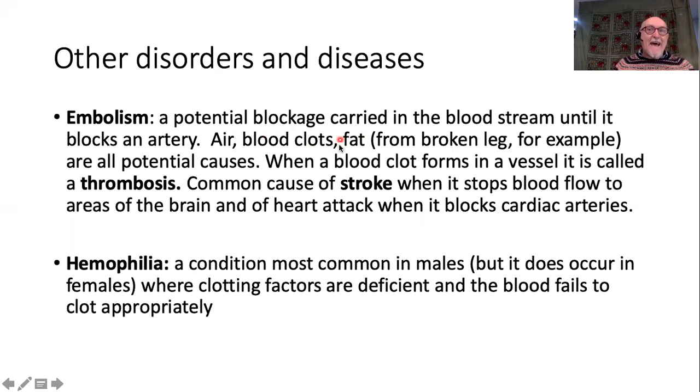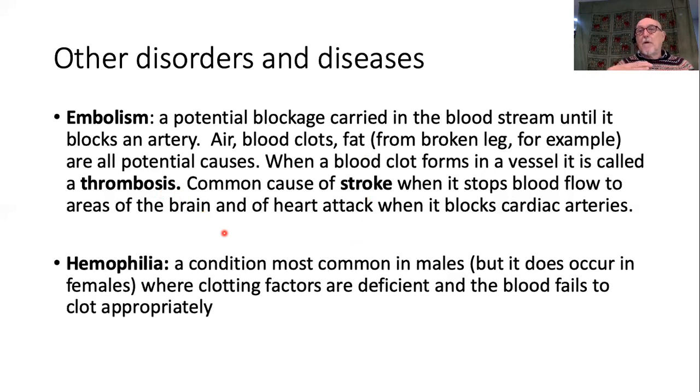But you can also have a fat embolism, and this is an extremely dangerous situation. The one situation where it does occur is when people have a large bone fracture. For example, if they have a long bone, the femur or something, which is fractured, and fat from the marrow enters the blood circulation and forms an embolism. This is a very dangerous situation. A thrombosis, when a blood clot forms in a blood vessel, can result in many different conditions.